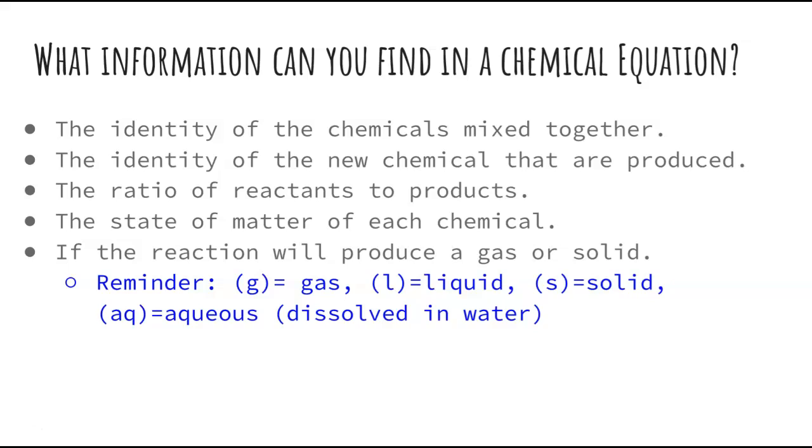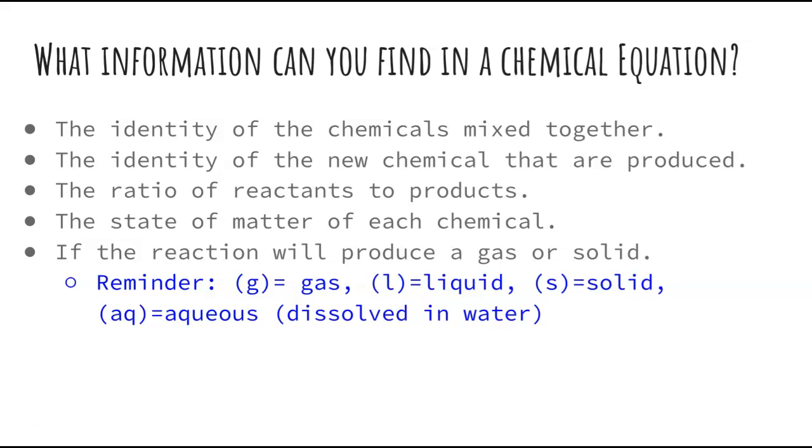You can also discover what the ratio has to be of reactants to products. You can tell what state of matter each of the chemicals is, and if in a reaction you're going to produce a gas or a solid.